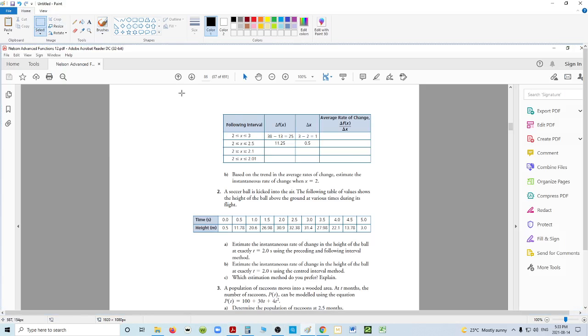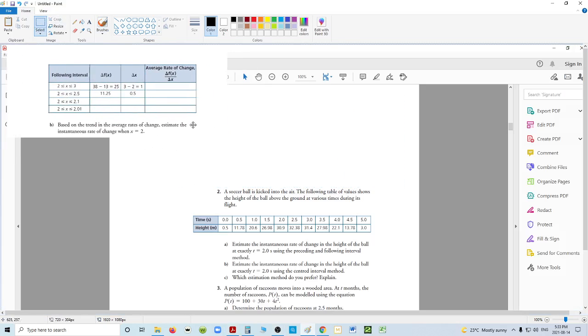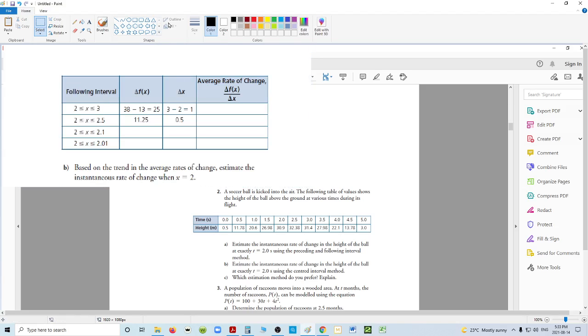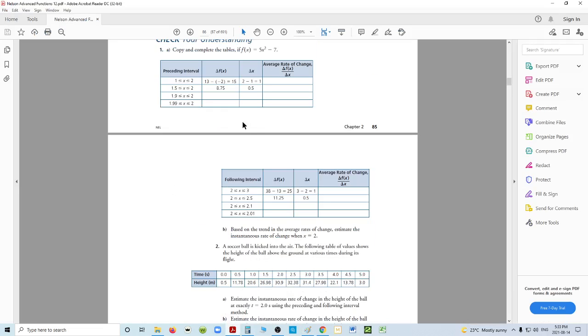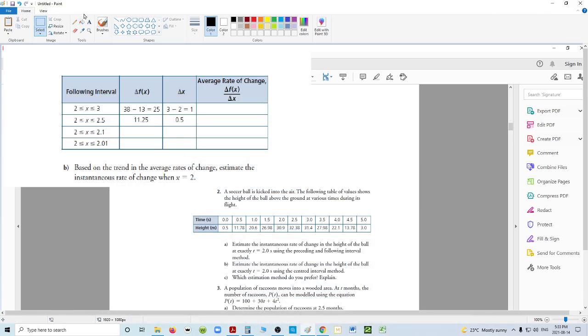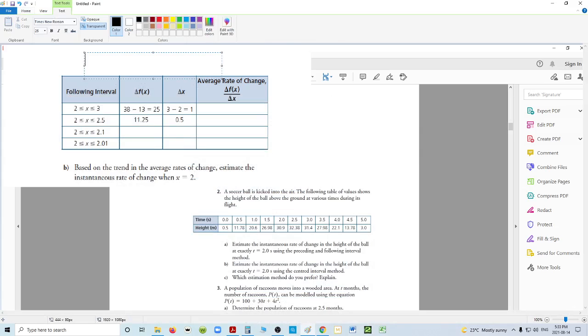So again, it's asking us to fill out this chart based on this formula. Oh, it's the same one from part A. So I need to get the formula from part A, which was 5x squared minus 7. Okay, I'll just keep that. So it's 5x squared minus 7 is equal to f of x.